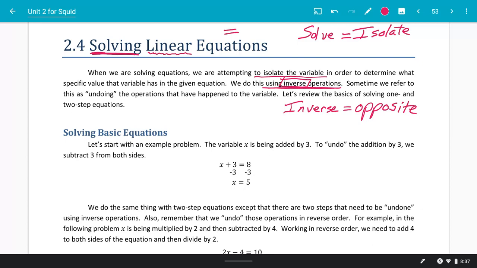What are they? Adding, subtracting, dividing, multiplying. Add, subtract, multiply, divide. They're family too. Addition and subtraction are family. Multiplication and division are family.